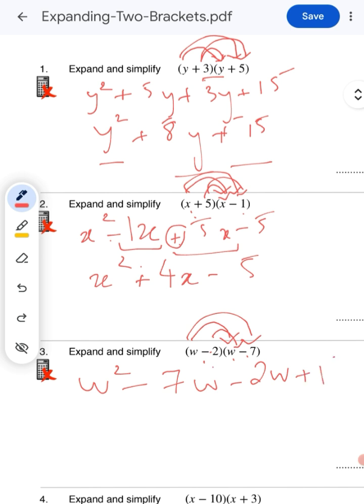7 2s is 14. Now w square, 7 and 2. Signs are same, minus and a minus, so you will be adding the numbers and sign of the bigger number is going to come. So with the bigger number there is a minus, so put a minus, and the signs are same. So 7 plus 2 makes a 9w plus 14. That is going to be your final answer. Let's move on.